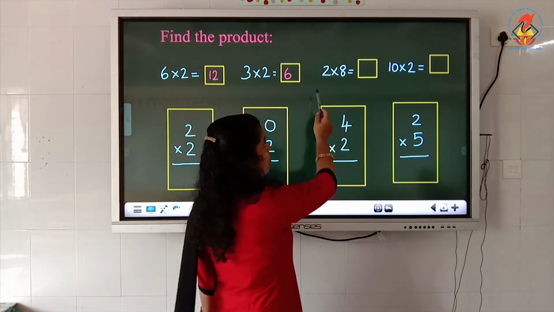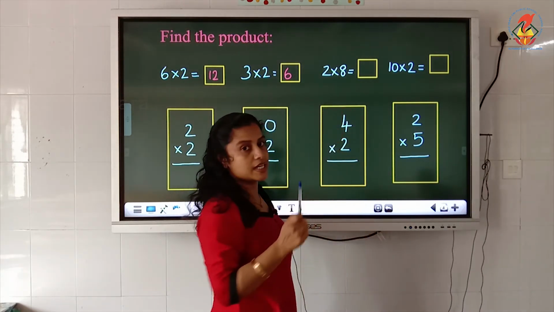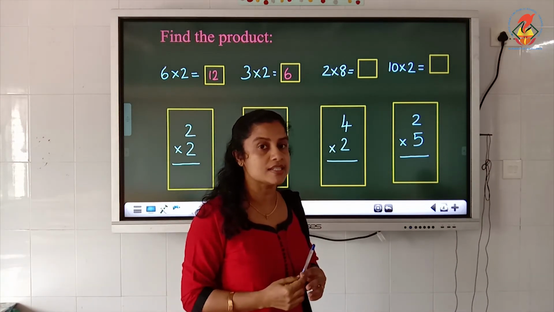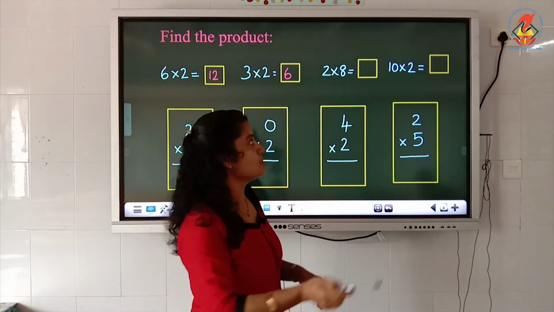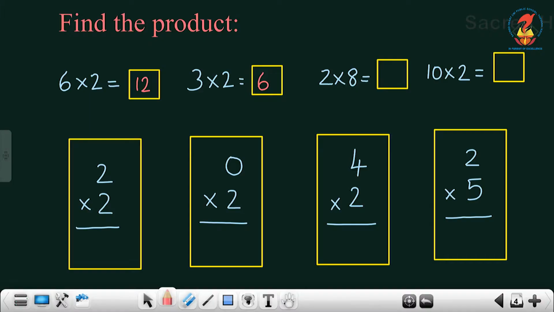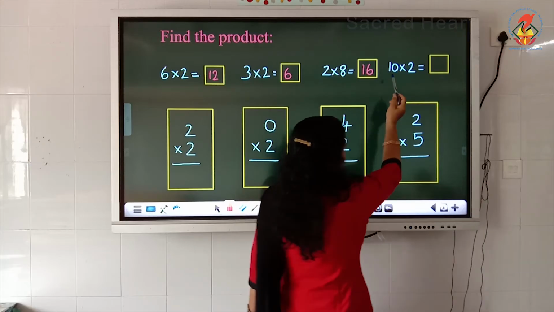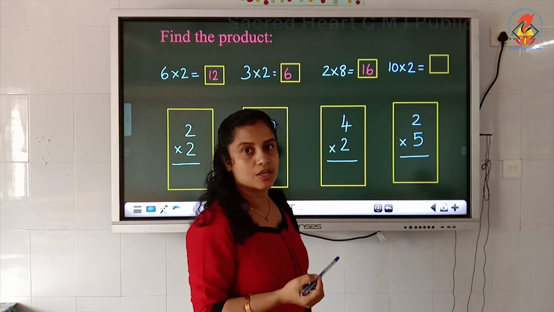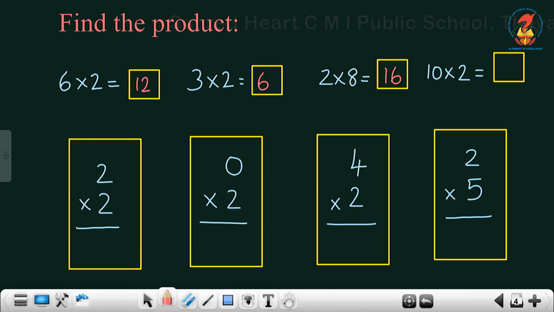Look here, the order has changed. So you have studied in the property of multiplication that even if the order is changed, the answer is the same. So what is 2 times 8? 2 times 8 is equal to 16. Next question, 10 times 2. What is 10 times 2? 10 times 2 is equal to 20.